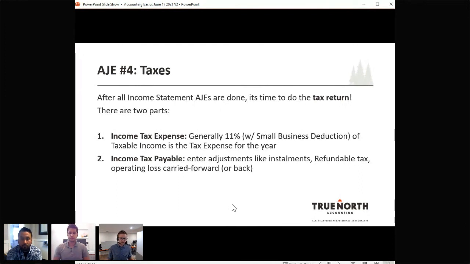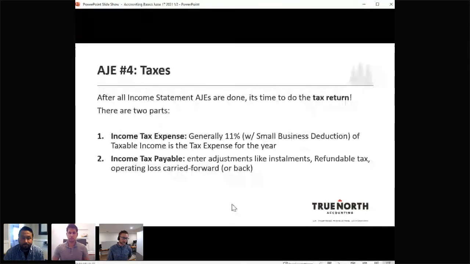And then you complete the tax return to get two numbers, the income tax expense as well as the income tax payable, because they're not always the same. The expense is 11% of your profit during the 12 months, and that's basically what the company owes on that profit.